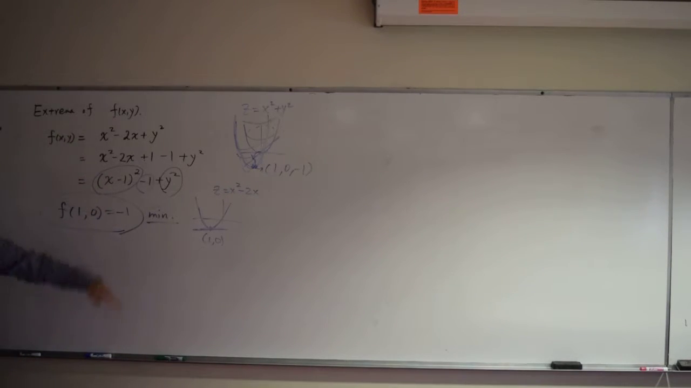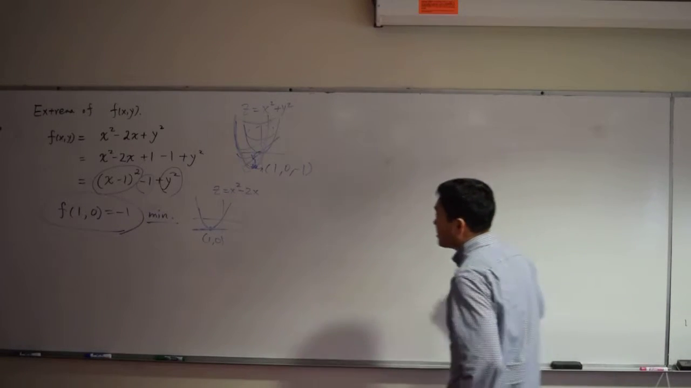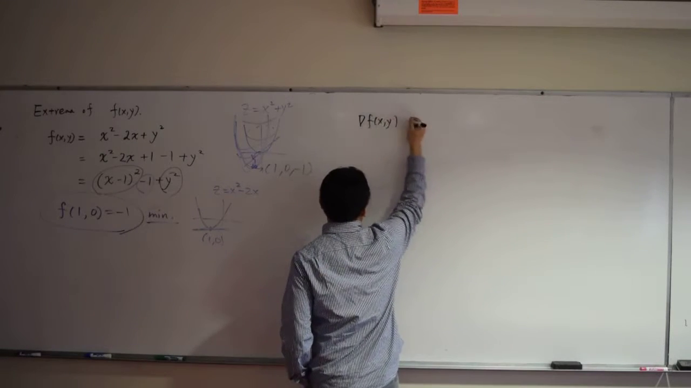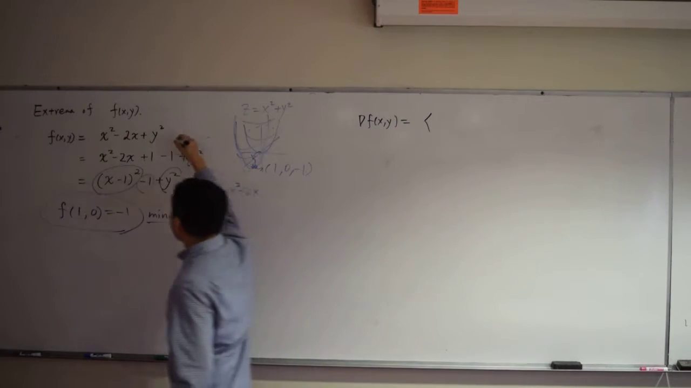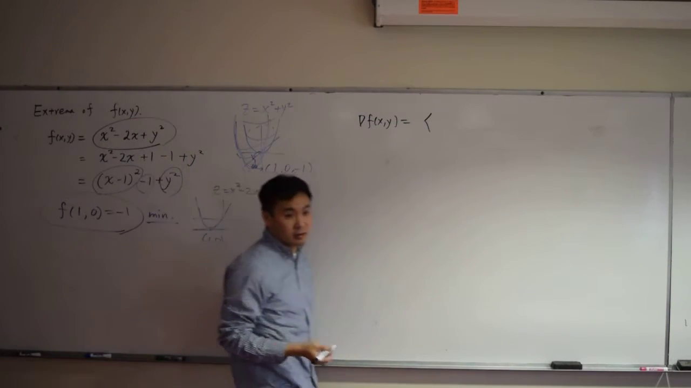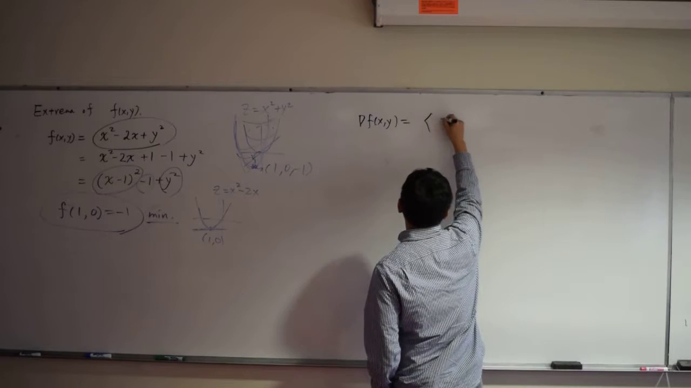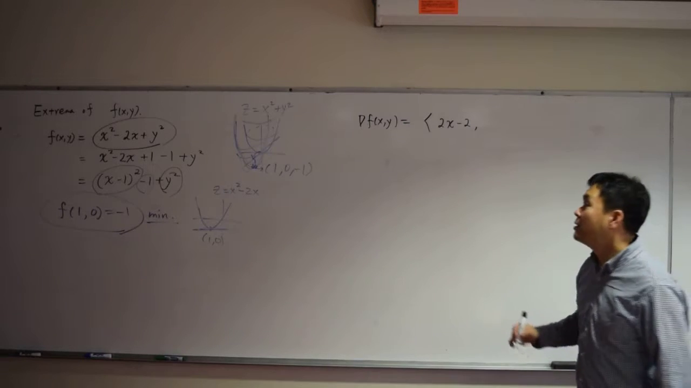I don't like this squaring, complete the square method. I'll just find the gradient, and I know that at the minimum point, the gradient must be 0, so I'll just use that. So let's find the gradient of that f(x,y). What is the gradient of this function? It's 2x minus 2, comma 2y.